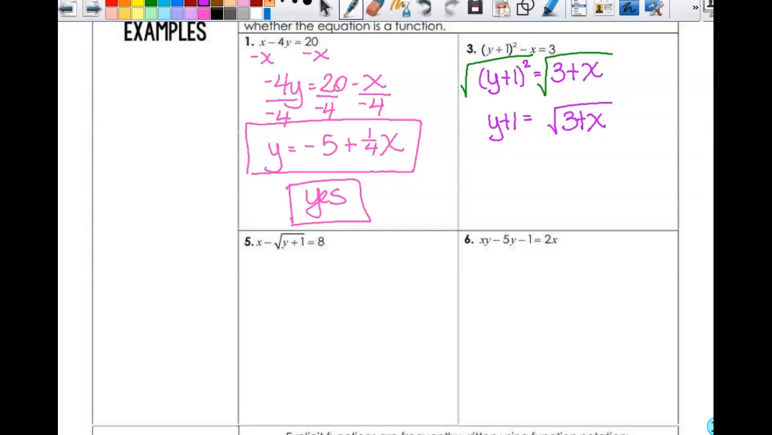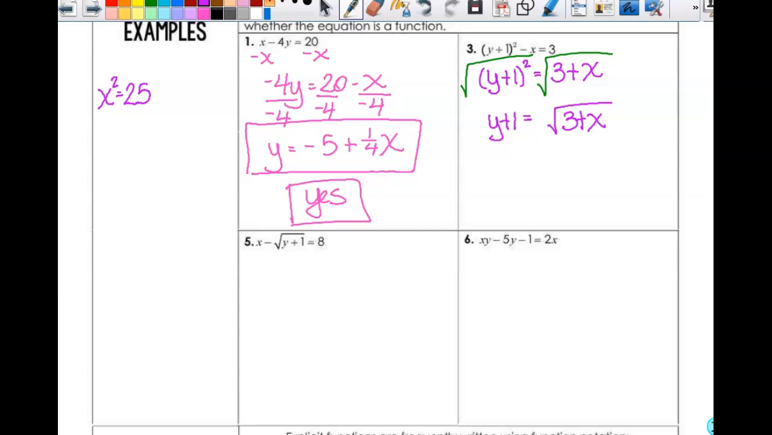But I'm missing something. Something that I have to put in there when I take the square root. Does anybody know what it is? Okay, so let me ask you this. If I told you that x squared was 25, and I said, what is x?